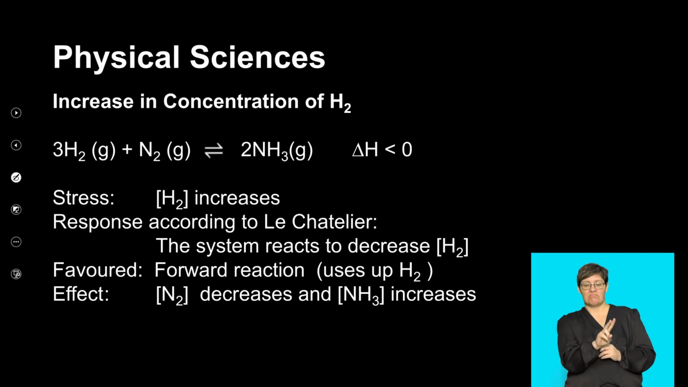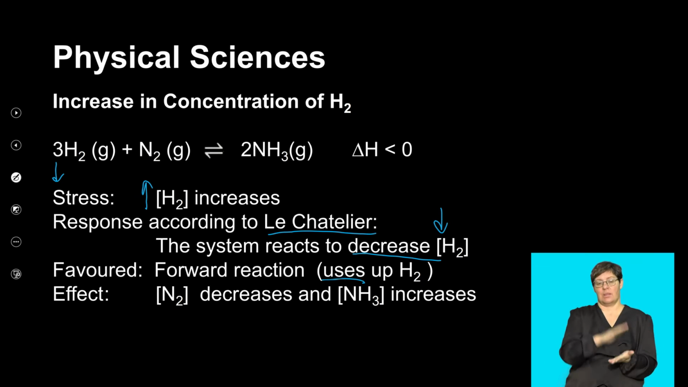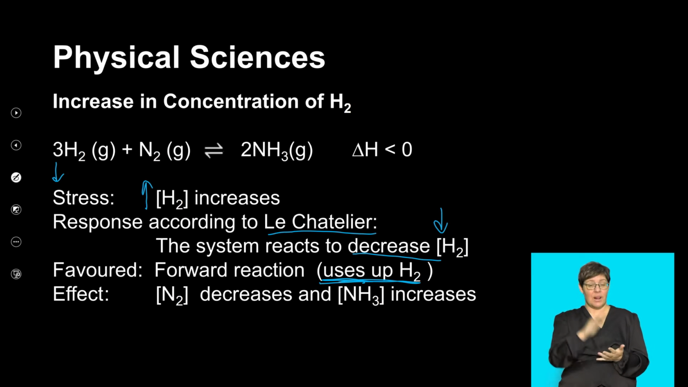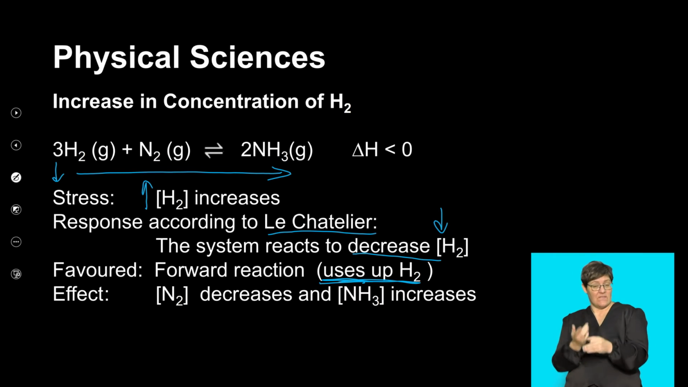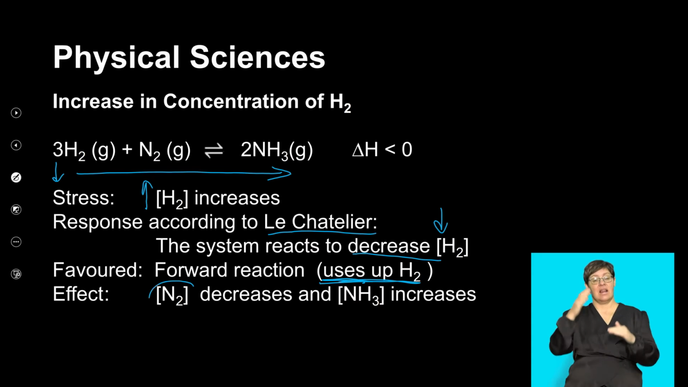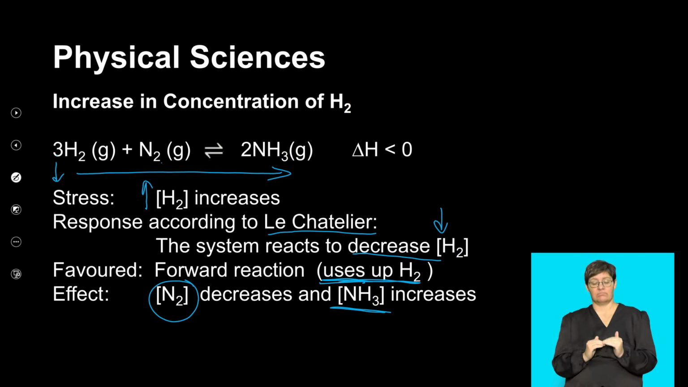Let's see what the simulation shows us. There's an increase in the hydrogen concentration. What did Le Chatelier say? That the system will react to decrease the hydrogen gas. And for it to decrease the hydrogen gas, it must use up the hydrogen gas. And in using up the hydrogen gas, it actually means that the hydrogen and nitrogen must now favor the forward reaction. And when the forward reaction is favored, we will have less of N2, because the N2 plus the H2 has now increased the concentration of the ammonia.